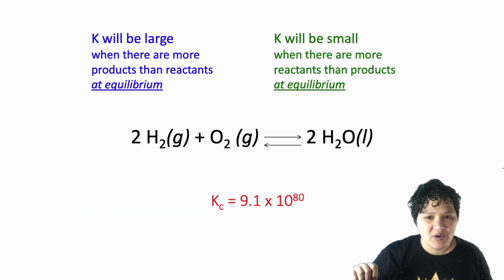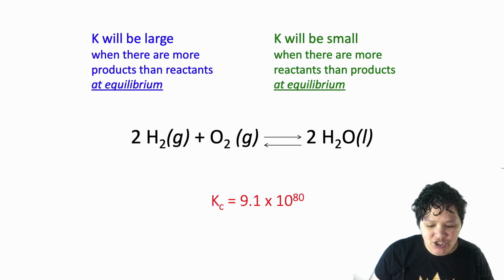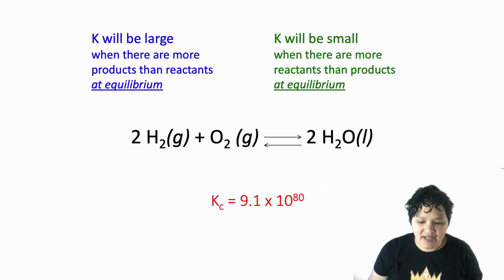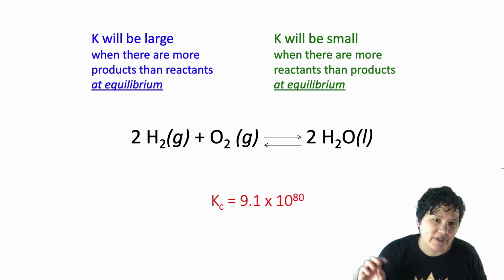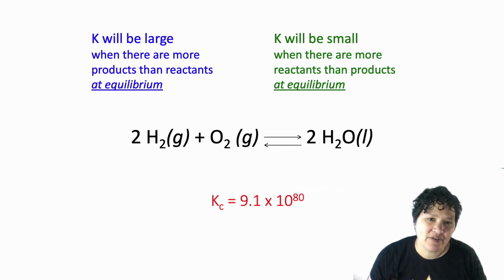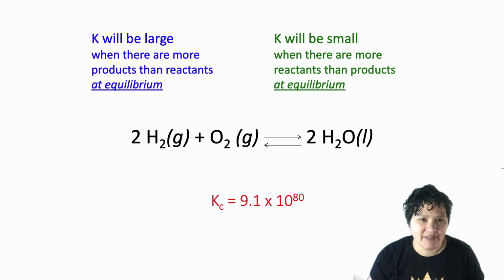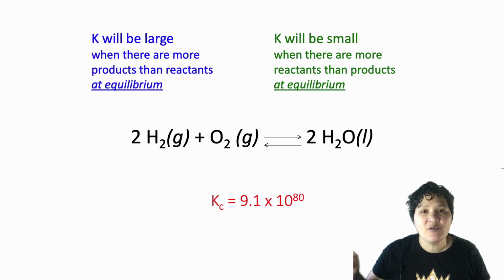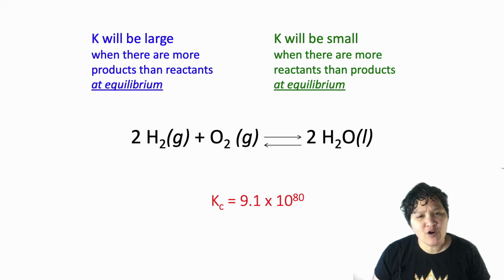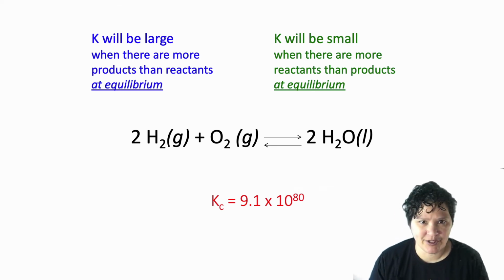So remember, in our intro video, I showed you this reaction between hydrogen gas and oxygen gas, and I said, is there really a reverse reaction if we sit there and look at a water bottle and we never see hydrogen gas or oxygen gas bubbling out of it? Is there a reverse reaction? Well, let's look at our equilibrium constant, and it is enormous, 9.1 times 10 to the 80th, which means there are far more products than reactants at equilibrium.